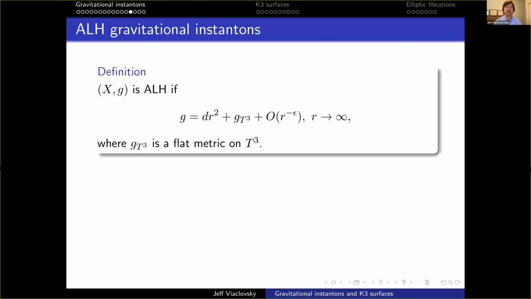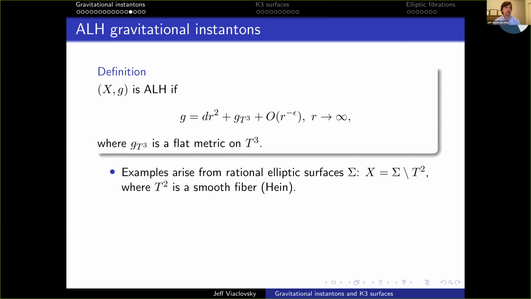Okay, so we've got ALE, ALF, ALG, ALG star. So there's two more. We're almost done with the examples. This next example, ALH, is actually the easiest to define. A metric is ALH if it is asymptotic to dr squared plus g sub T3, where g sub T3 is a flat metric on T3, plus some decay terms. So notice this is just asymptotically cylindrical, where the cross section is a flat 3-torus.